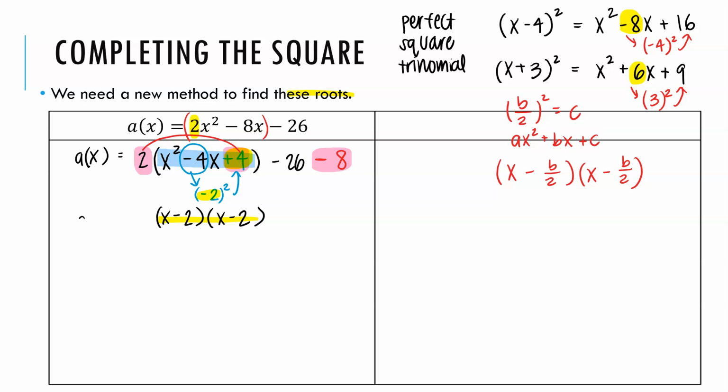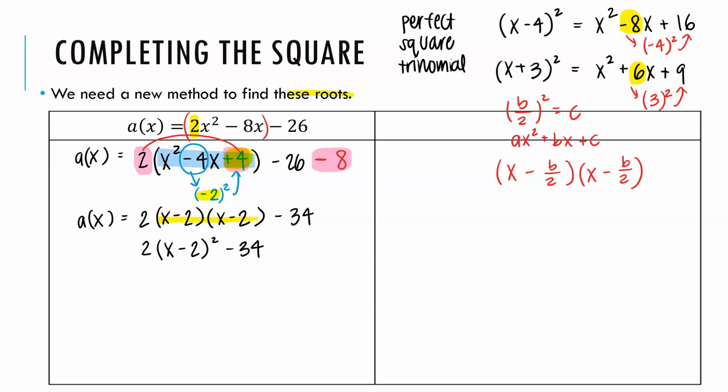Now continuing this process, finishing it up, a(x) is equal to 2(x − 2)(x − 2) − 34. Instead of rewriting (x − 2)(x − 2), anytime we have a perfect square trinomial, we're going to write it as (x − 2)². 2 is still the leading coefficient that was originally factored out. The constant is still −34.